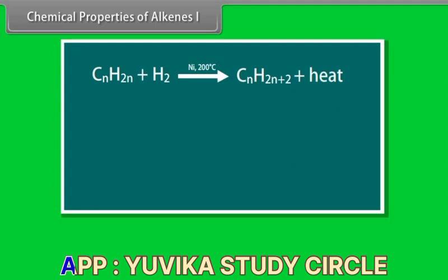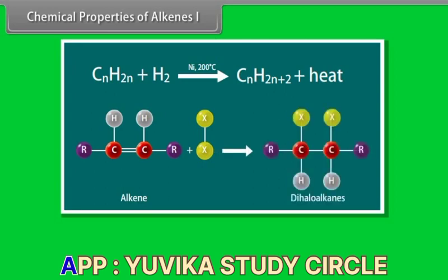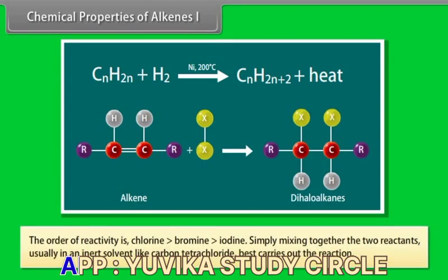Addition of halogens. Alkenes react with halogens to form dihaloalkanes. The order of reactivity is chlorine is greater than bromine is greater than iodine. Simply mixing together the two reactants, usually in an inert solvent like carbon tetrachloride, best carries out the reaction.